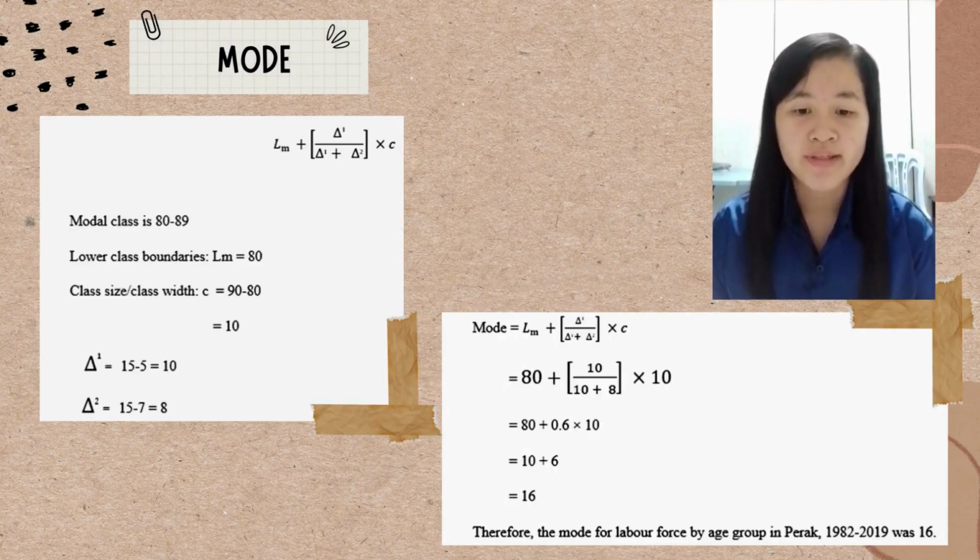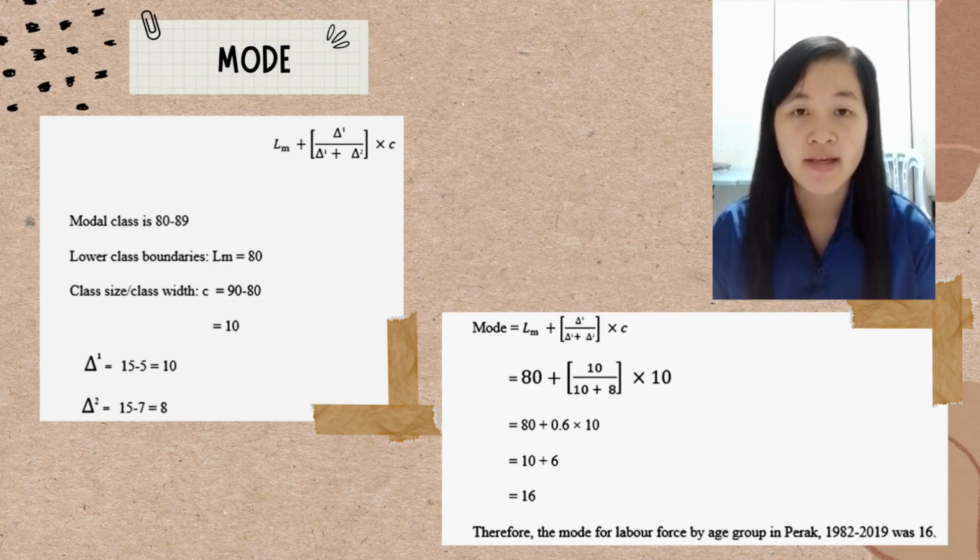The mode is the value that has the highest frequency in a data set. The mode is not affected by extreme values. The mode is easy to identify in a data set in a discrete frequency distribution.